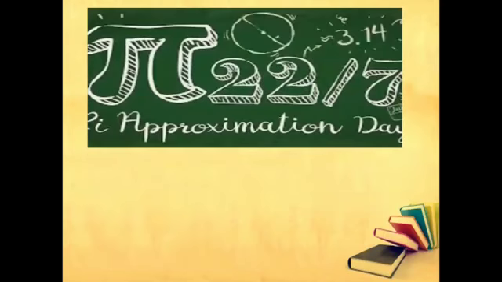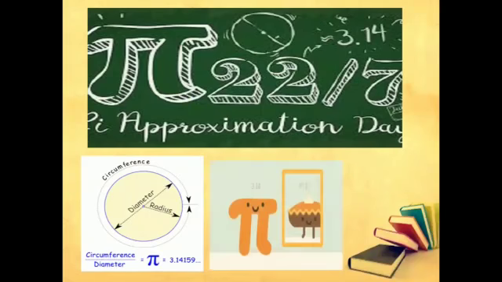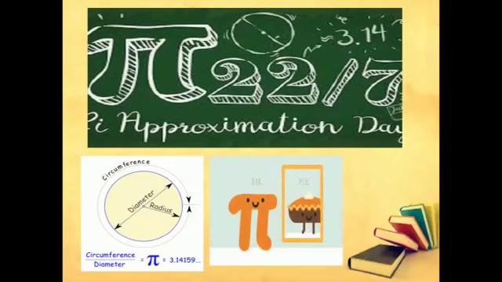Do you know what is the value of pi? 22 by 7, which is 3.14. For any circle, if you find the circumference and divide the circumference by the diameter, you will always get 22 by 7, which is approximately equal to 3.14. The pi approximation day is celebrated on 22nd July. If you write 3.14 on a paper and check its mirror image, it looks like a pi.